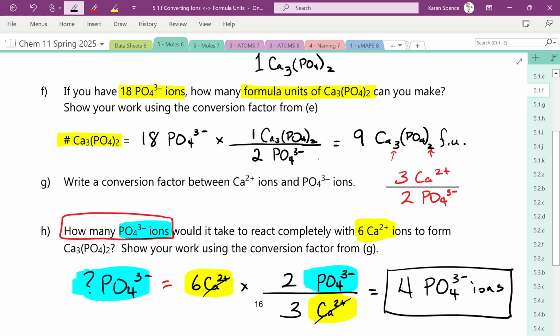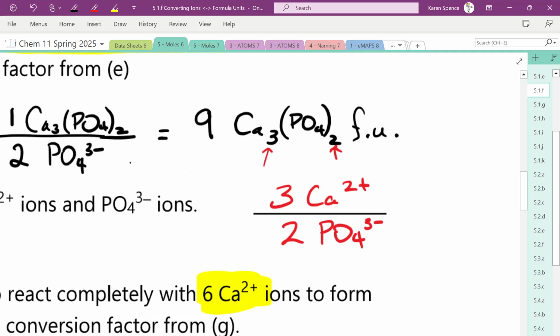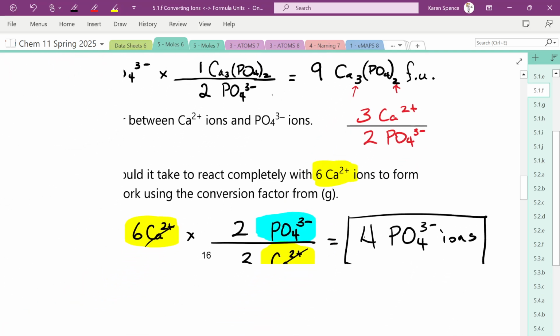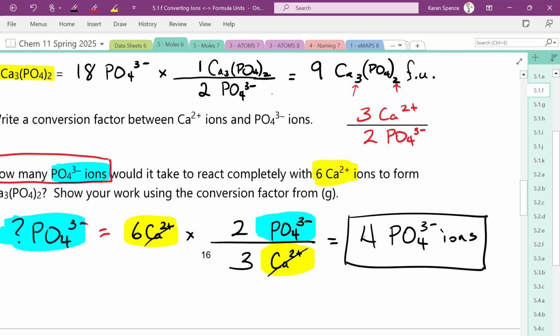And just remember, you can take any conversion factor and turn it upside down. When I originally wrote the conversion factor between calcium and phosphate, I had 3 calcium on the top, 2 phosphate on the bottom. But when I used it down here, I put the 2 phosphate on the top and the 3 calcium on the bottom. Is that good? Okay.